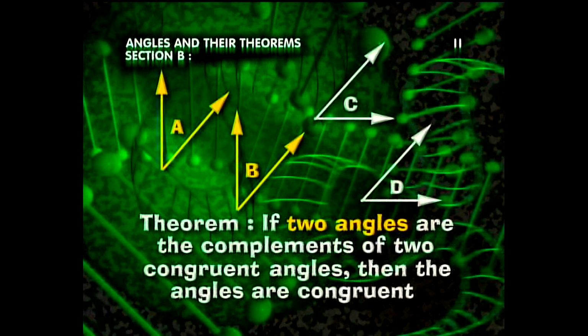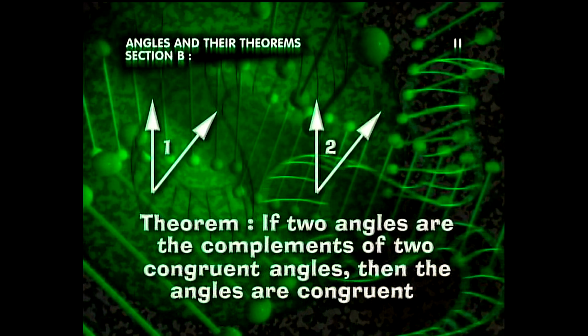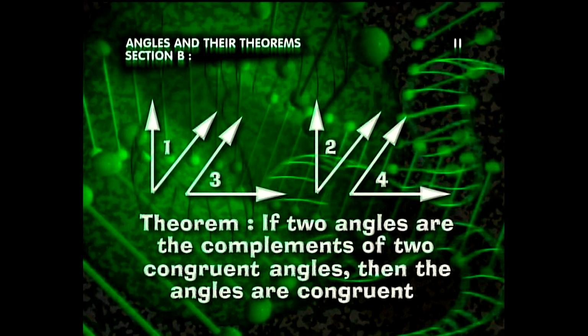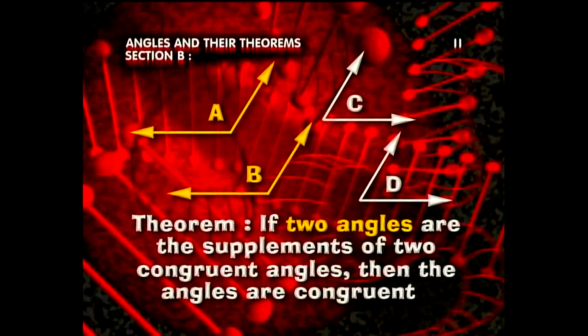Theorem. If two angles are the complements of two congruent angles, then the two angles are congruent. You see how that works? If angle 1 and angle 2 are the complements of angle 3 and angle 4, and angle 3 and angle 4 are both 60 degrees, then angle 1 and angle 2 must be 30 degrees. So they're congruent. This works the same way with supplementary angles. Here's that theorem. Theorem. If two angles are the supplements of two congruent angles, then the two angles are congruent.